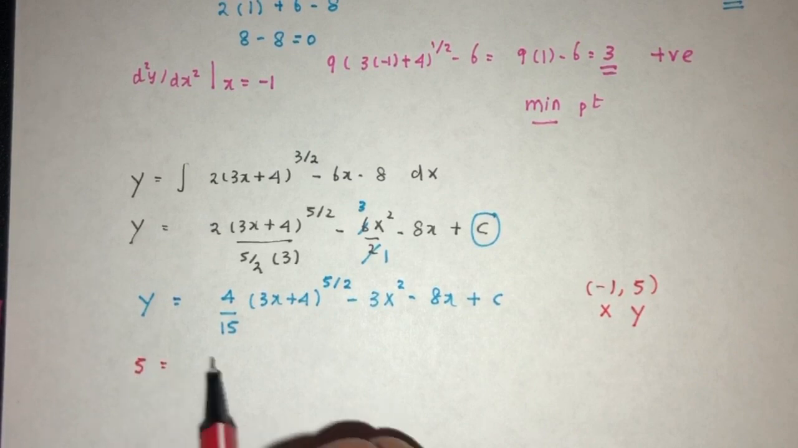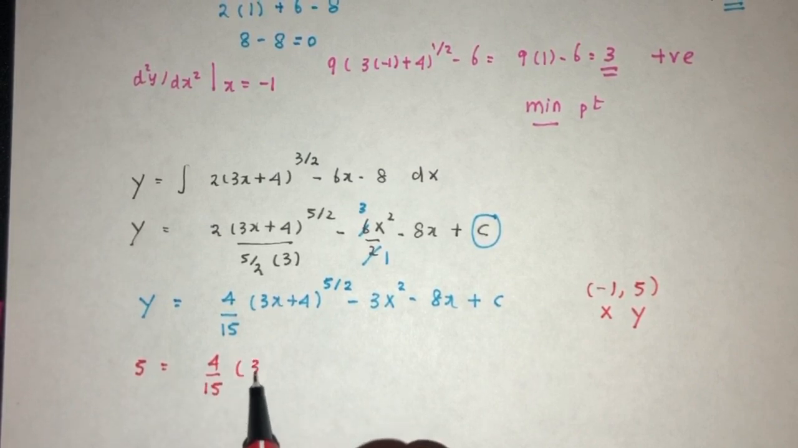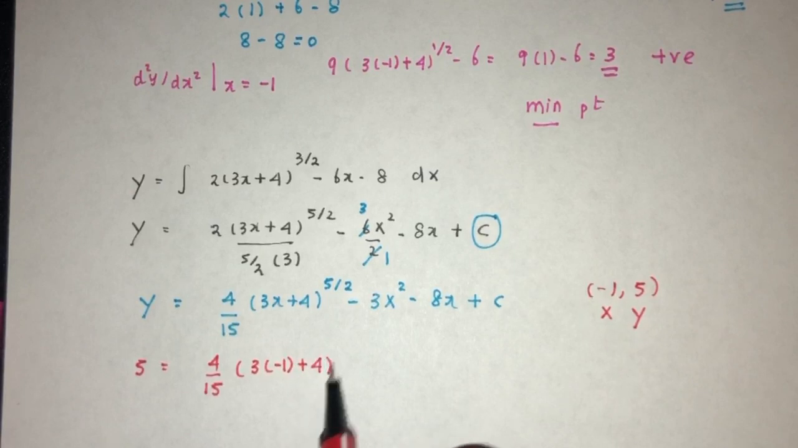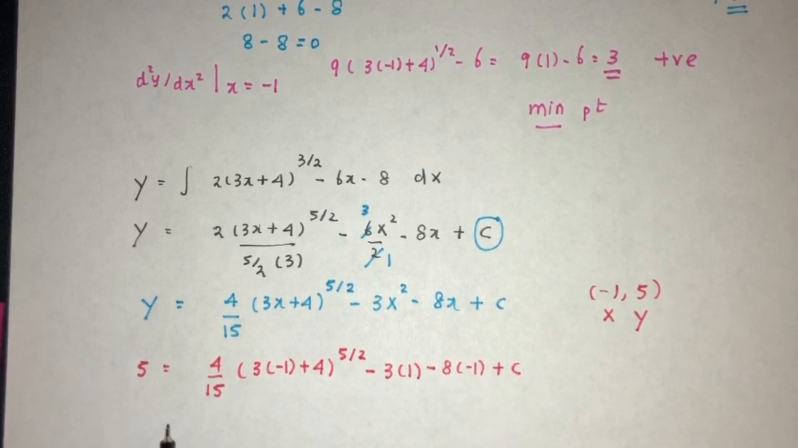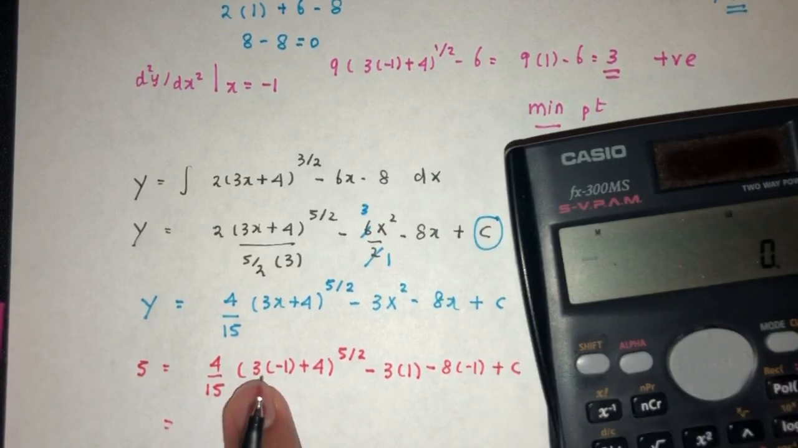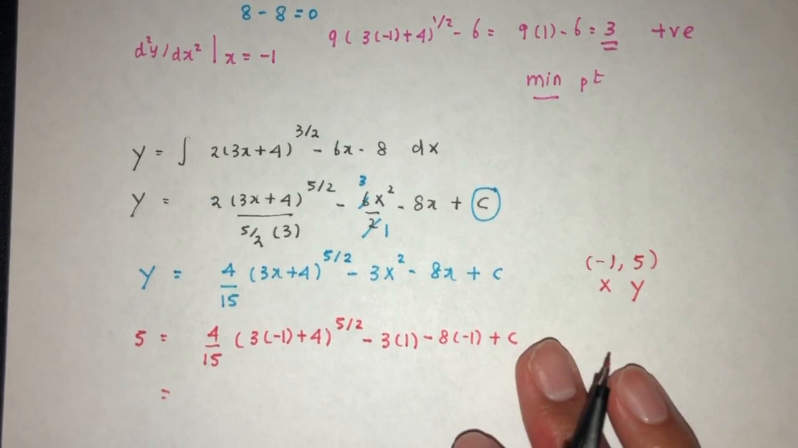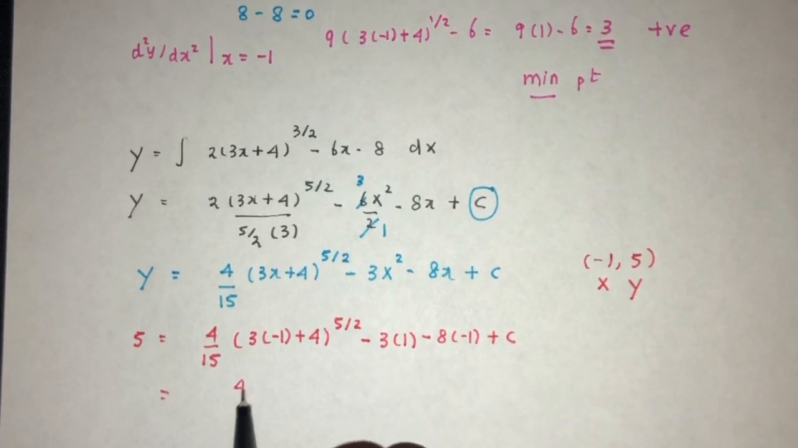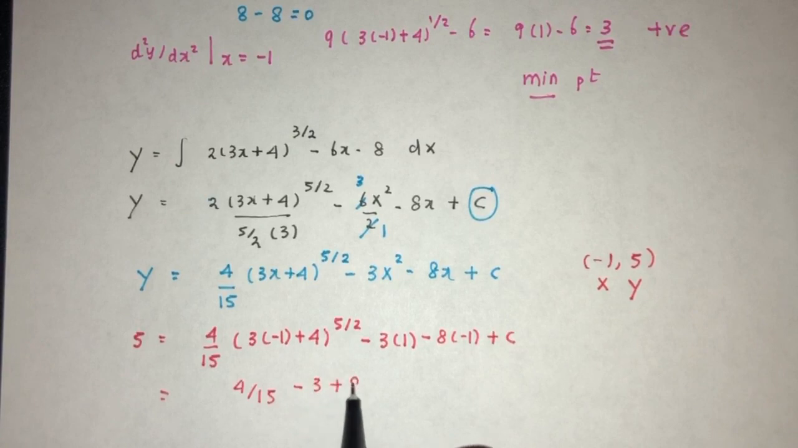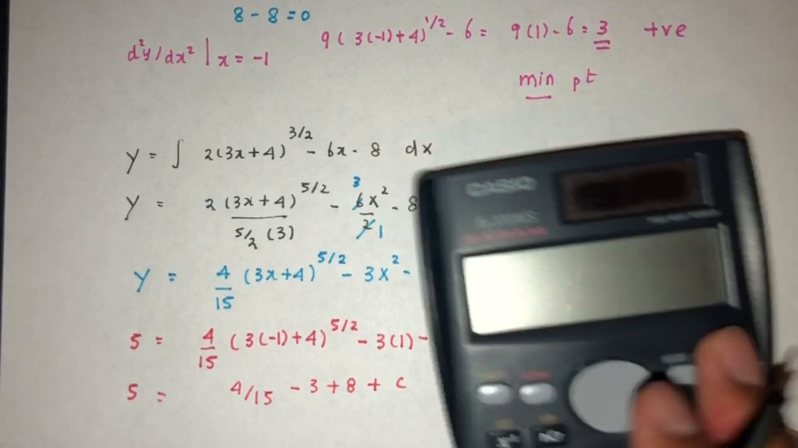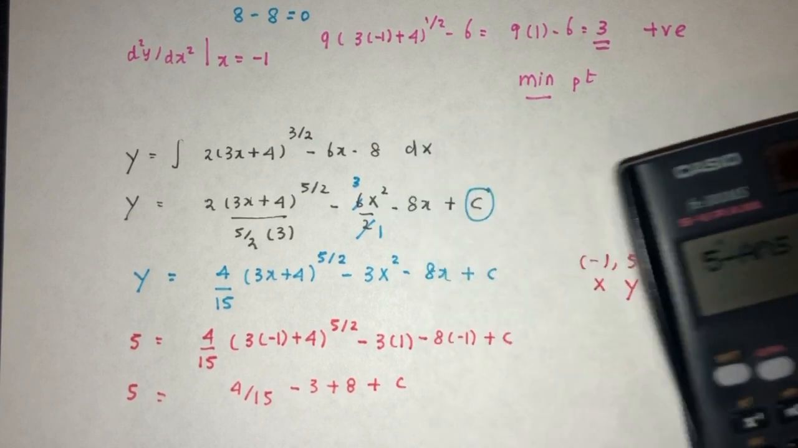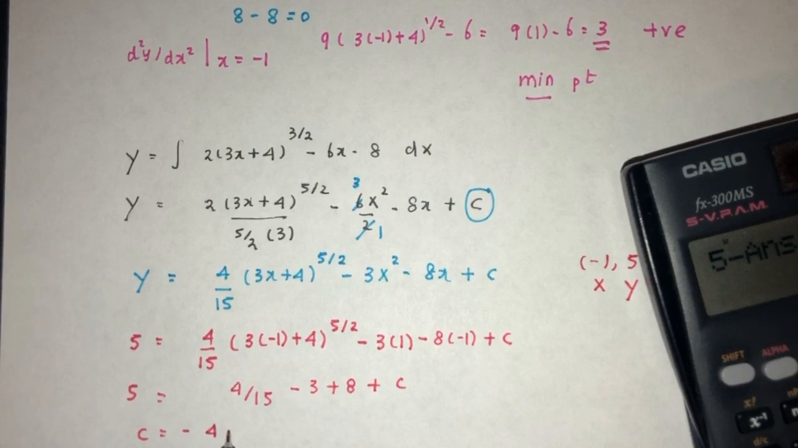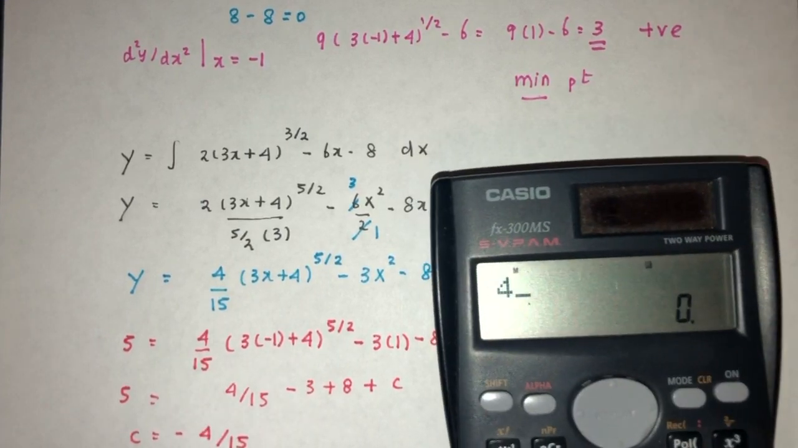Here we have 5. That will be 4 over 15, and that will be 3 times minus 1 plus 4, 5 over 2, minus 3 times 1, minus 8 times minus 1, plus c. So let's see what happens here. So here we have, that should be 1, right? Because minus 3 plus 4 is 1. 1 to any power should be 1. That should be 4 over 15, minus 3 plus 8, plus c is 5. So 4 over 15 minus 3 plus 8 is this value. So 5 minus answer should be this. So c is minus 4 over 15. So let's double check. Yep, it is right.